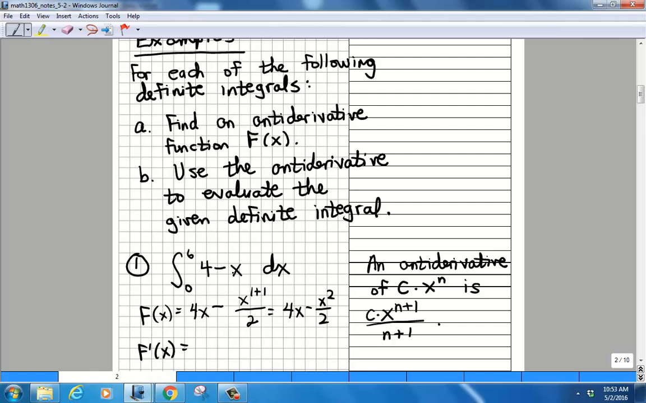All right, so what's the rate of change of 4x? 4. Okay, well, that part was easy, right? Okay, so now I get 4. Now, what's the rate of change of x squared over 2?